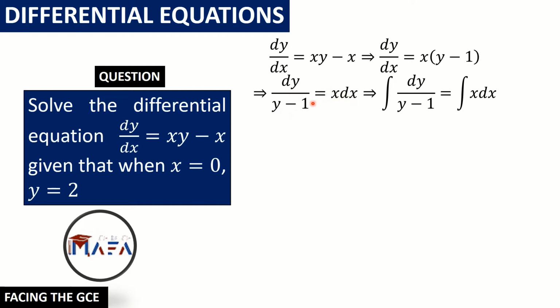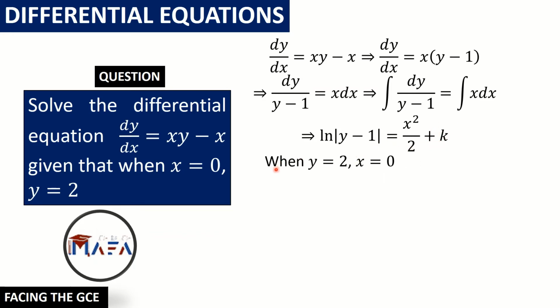Doing that, we have separated the variables, hence we can integrate. So we integrate both sides. We integrate the left hand side and we integrate the right hand side. Integrating the left hand side, we just get the ln of the absolute value of y minus 1. Integrating the right hand side, we just get x squared divided by 2, then plus our constant of integration.